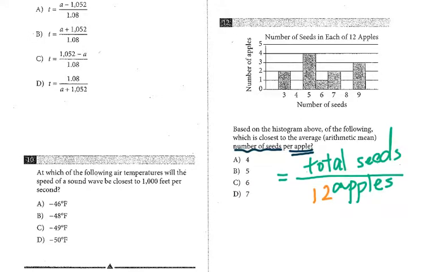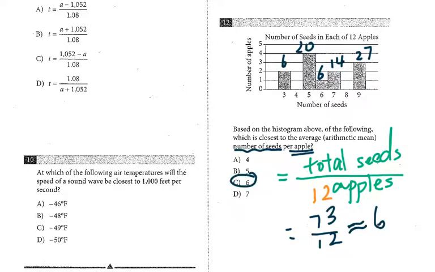This is 3 times 2 is 6. This one is 4 times 5 is 20. This one is 6. 7 times 2 is 14. 9 times 3 is 27. Then I add this together. You will get 73 over 12. Then your answer is very close to 6. Therefore, C will be the answer.